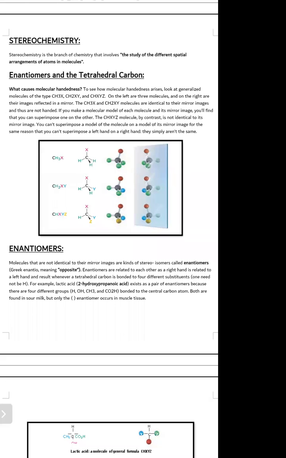Today my topic of presentation is stereochemistry. First we talk about the definition. Stereochemistry is the branch of chemistry that involves the study of different arrangements of atoms in molecules.